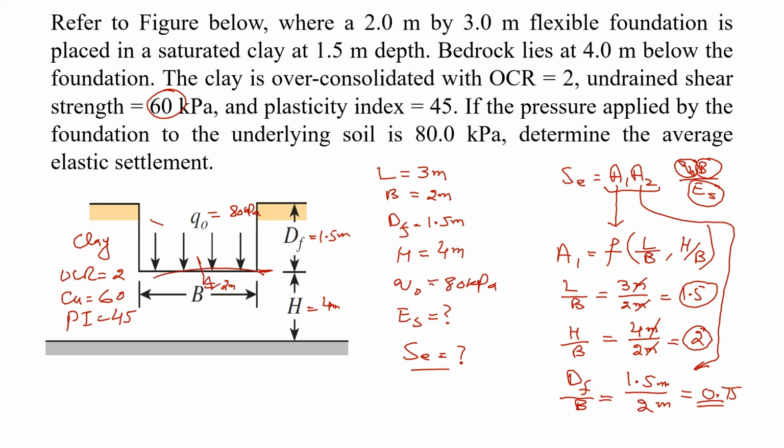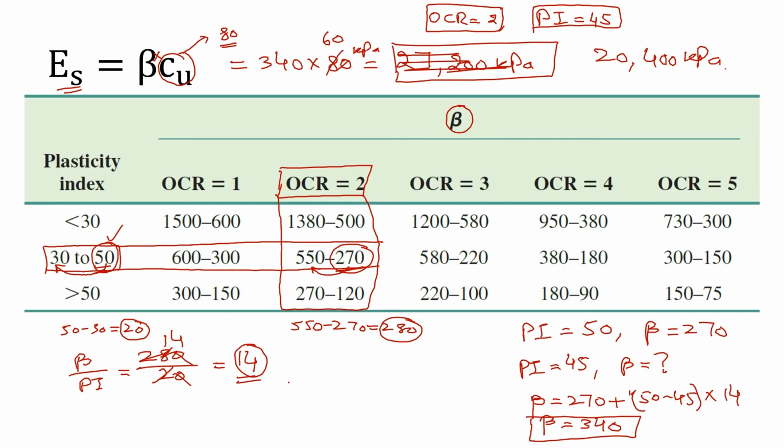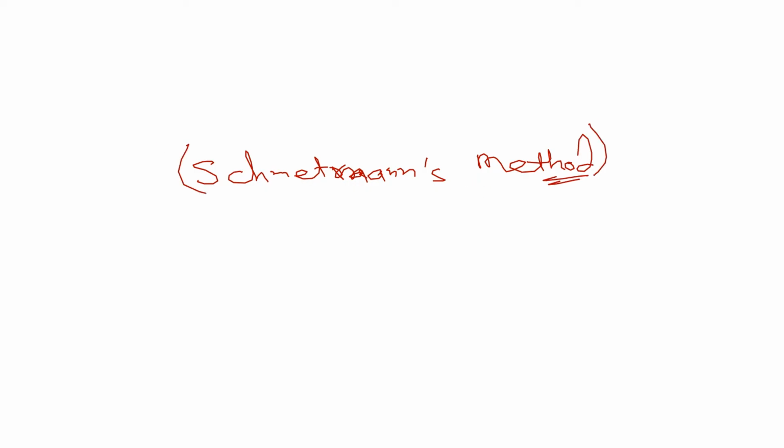So in this question, the soil will undergo an elastic settlement Se of 4.42 millimeters. So this is the elastic settlement procedure on saturated clays. For any other type of soil, we use the Schmertmann method. In the next video, I will discuss this method to determine the elastic settlement under the foundation. This method is also known as the strain influence zone method.